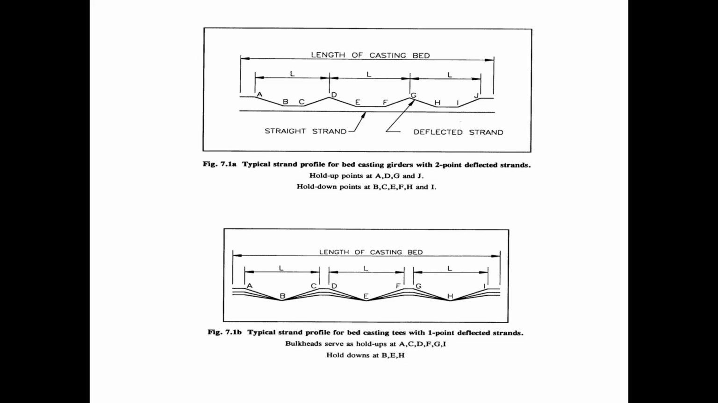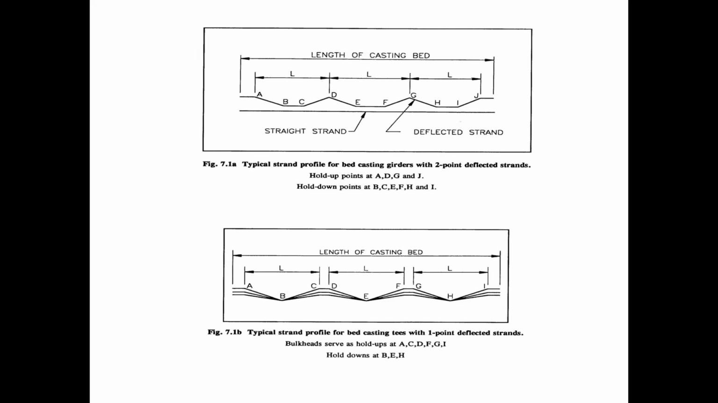All right, so in figure 7.1a, we've got 3 beams. Each beam has a 2-point hold down. Usually these 2-point hold downs are going to be on either side of the center line of the span of the beam. They're going to be equidistant from the center line of the span of the beam. Okay, compare that to figure 7.1b.